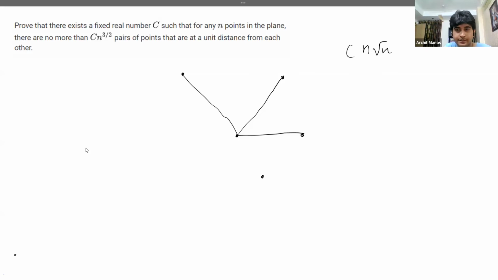How many of you know about Turan's theorem? It's not required here, but just to get a general sense.